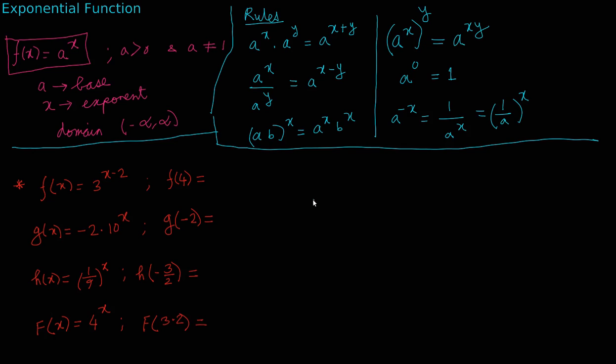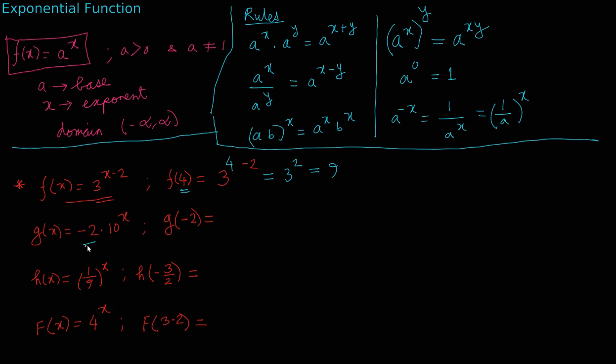All right, so let's do them one by one. First of all I want to write down the function. So f of x is 3 power x minus 2. But in this case, instead of x I have 4, so it will be 3 power 4 minus 2. So it will be 3 power 2, and 3 power 2 is 9. So pretty easy.